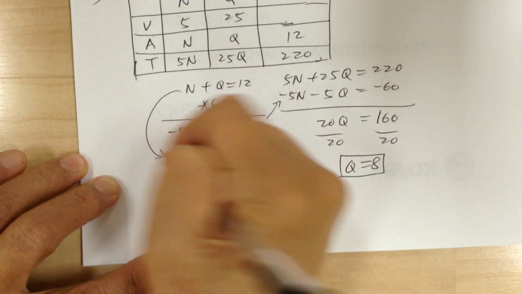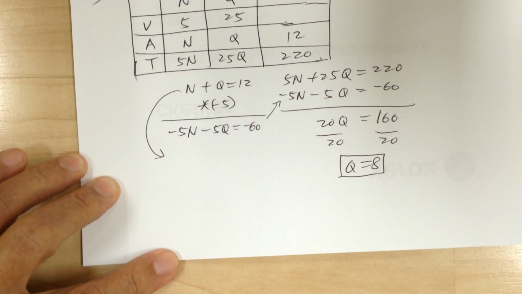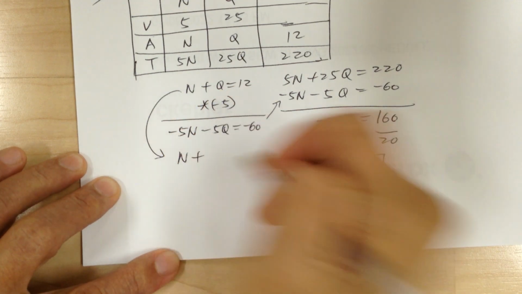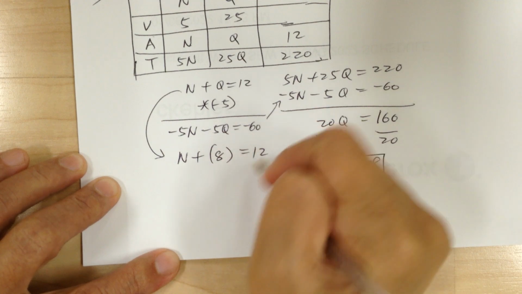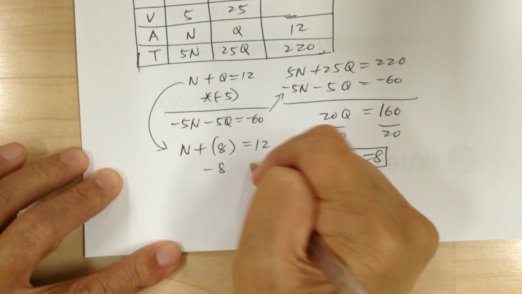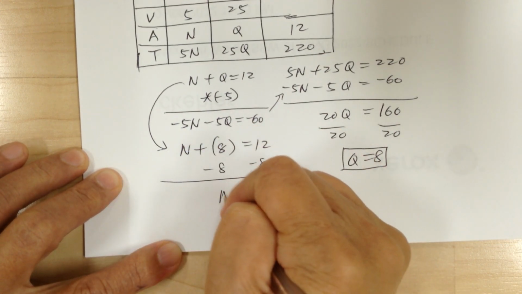I'm going to come over here and substitute to look for N. So N plus Q is 12, and whatever you substitute, put in parentheses. So N plus 8 equals 12, minus 8 on both sides, and I get N equals 4.